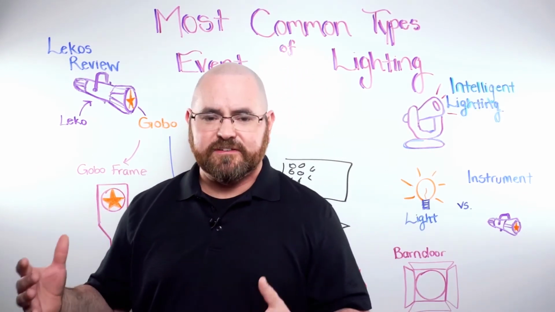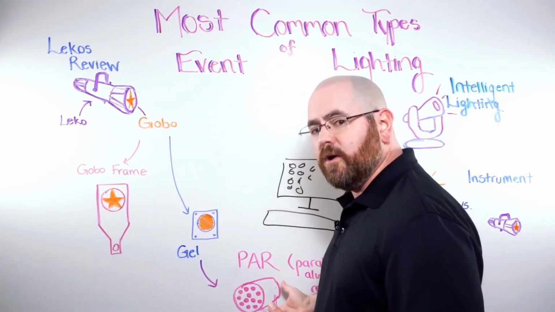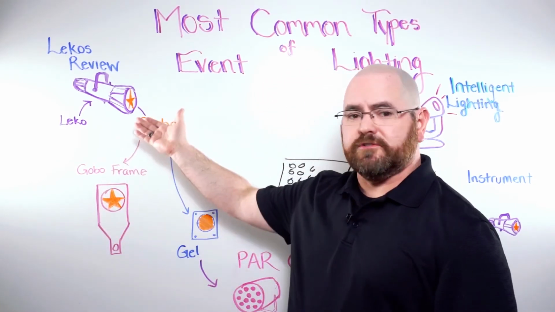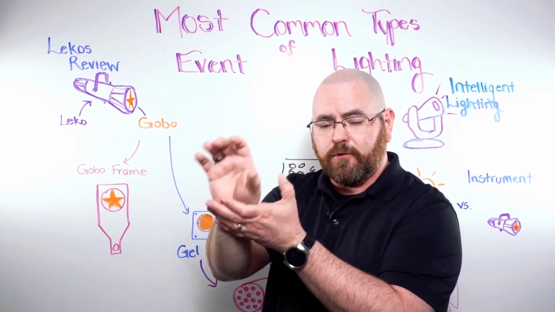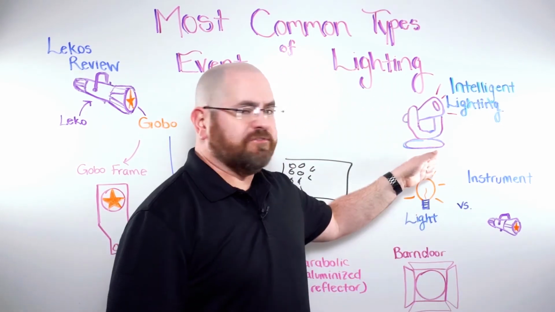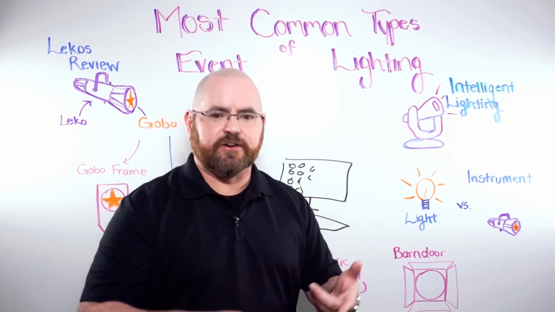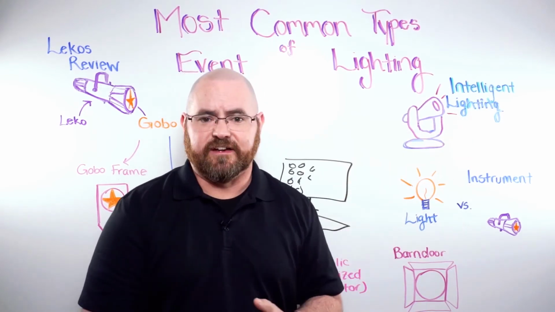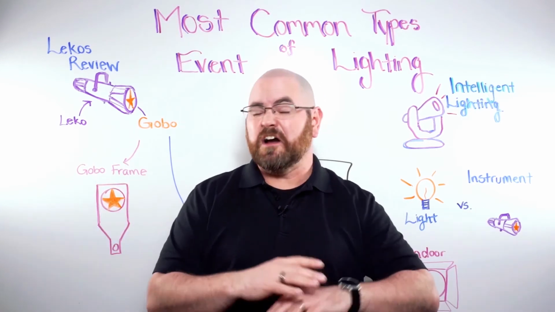Just remember, the easiest thing to remember is that if you're just going to do a stage wash, chances are what you want is a par. If you need to be able to focus in on something, chances are that's what you need a Lico for. If you need to be able to project a gobo or a pattern, that's going to be along the lines of a Lico. And when you really want to start getting fancy and being able to move lights and change things on the fly, and change the color and the shape and the gobo pattern and all of those kinds of things, that's where we get into intelligent lighting. If you feel like I've missed one, these are the most common ones. There's a ton of other lights out there.